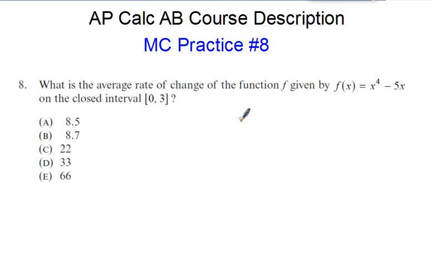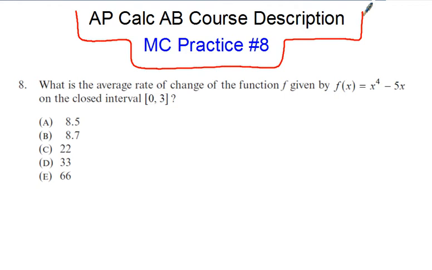Hi there. In this video, we'll look at problem 8 from the multiple choice practice questions in the AP course description. In this problem, we are asked to find the average rate of change of a function whose formula is provided on a particular interval. And we're supposed to select the answer from these choices.